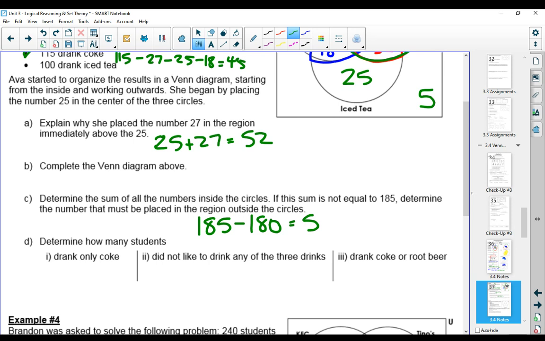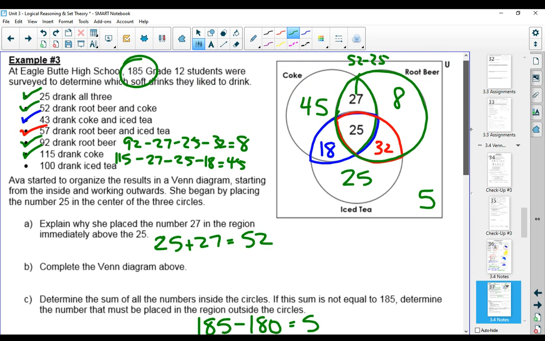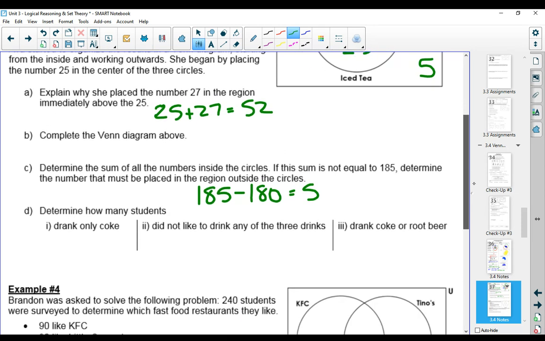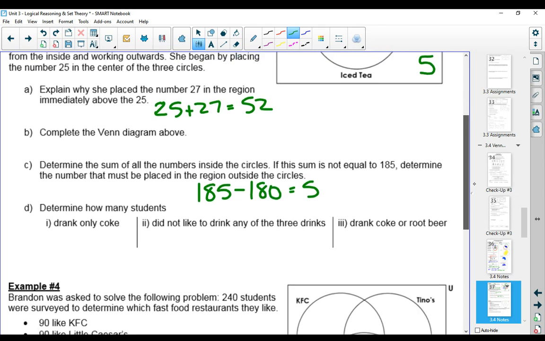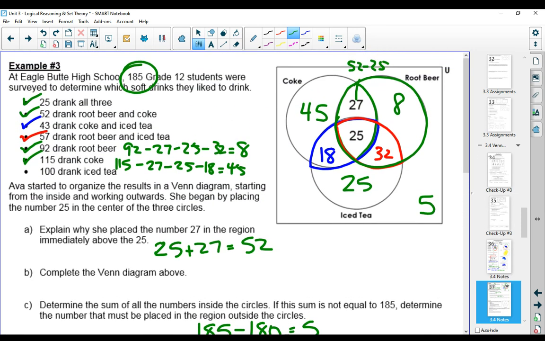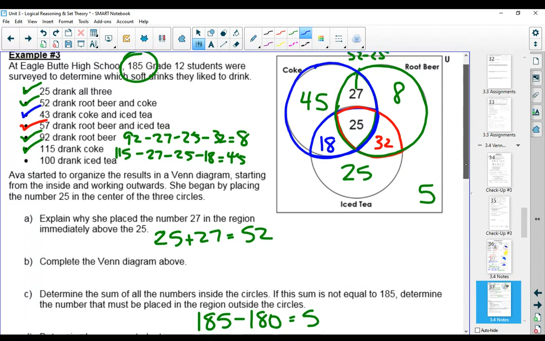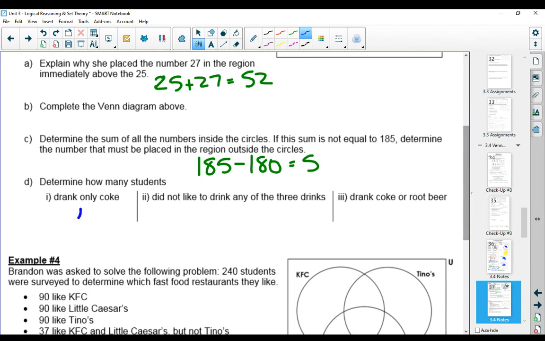Okay? And then again, once you have your Venn diagram filled in, I can ask you a multitude of questions. So you'll have to refer to your Venn diagram as we do these questions. The first one says, how many students drank only Coke? Well, Coke is going to be this blue circle here, but only Coke is going to be 45. So that's the area that's not involved with any of the overlaps.